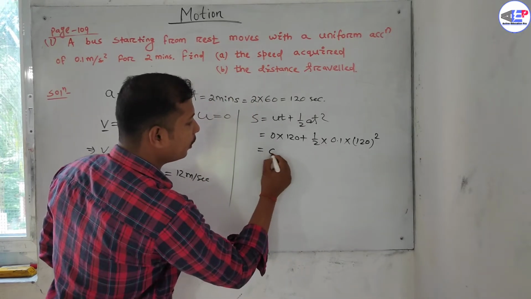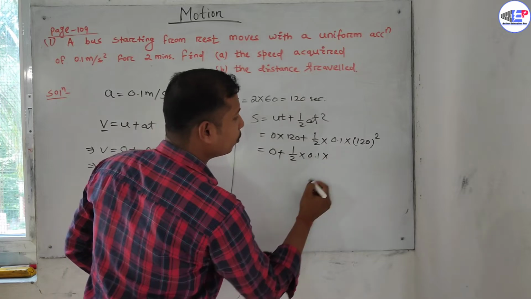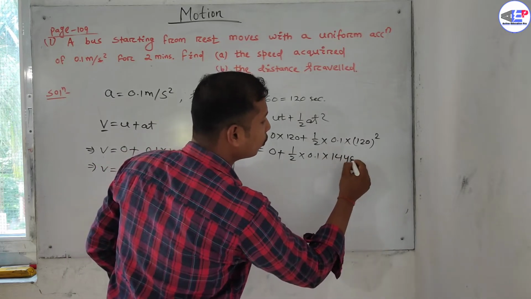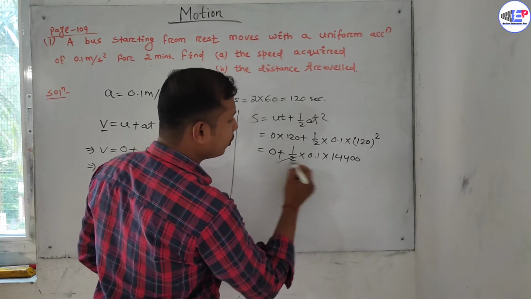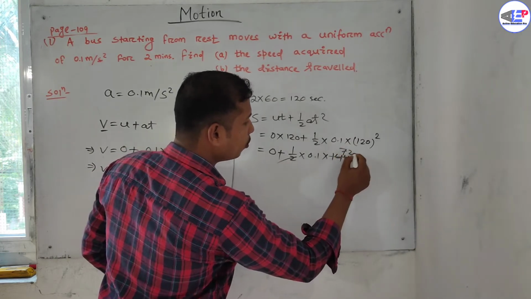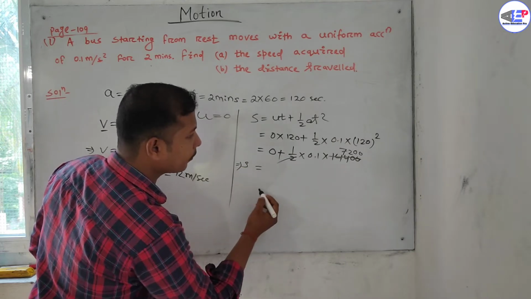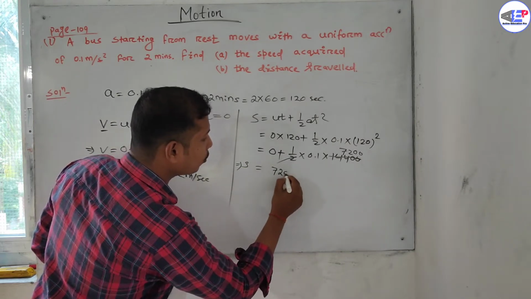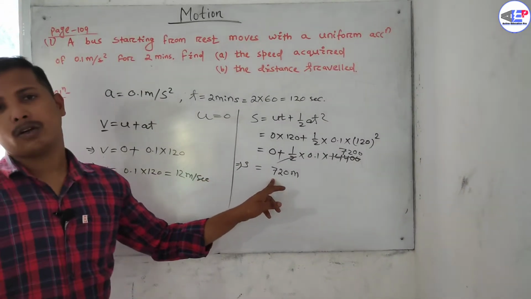So it will give 0 plus half into 0.1 into 14400. By cancelling with 2, it will give 720. So s will be equal to 720 meter. So the distance travelled is 720 meter.